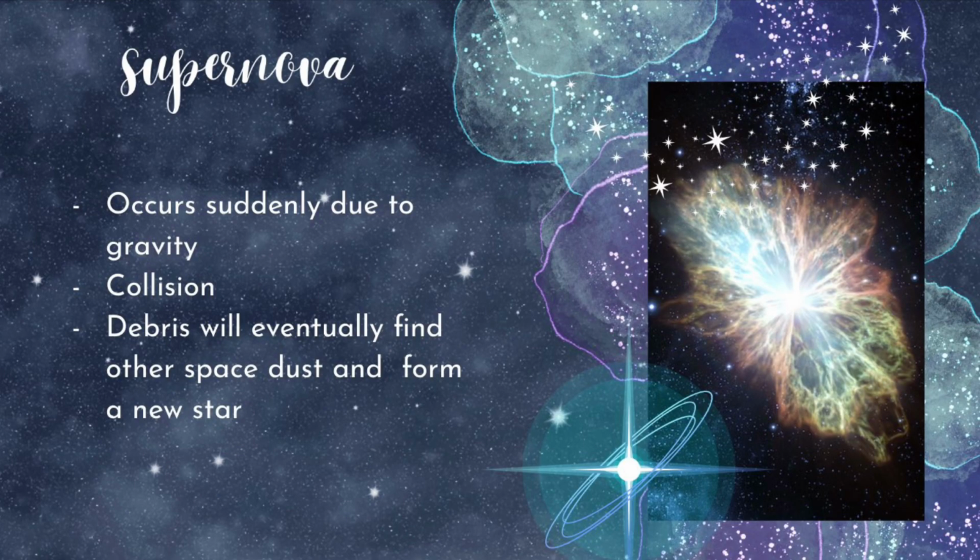The next step in a star's life after the red supergiant is a supernova. Supernovas occur when the star suddenly gets so massive that the star collapses in on itself due to gravity. All of the particles collide with such a force that its explosion sends dust from the imploded star outwards into space in all directions. The propelled debris will eventually find other space dust and form a new star. What happens after this awesome explosion depends on the star's initial mass.